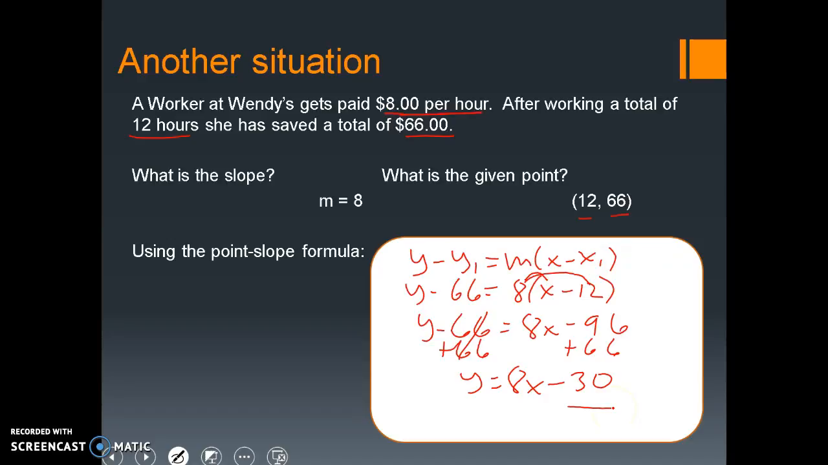So now we could use this formula to figure out how much she gets paid. Let's say she worked for 20 hours. Well, we would just stick 20 in for x. 8 times 20 would be 160. 160 minus 30 would be $130. And so here is our formula that we would use.